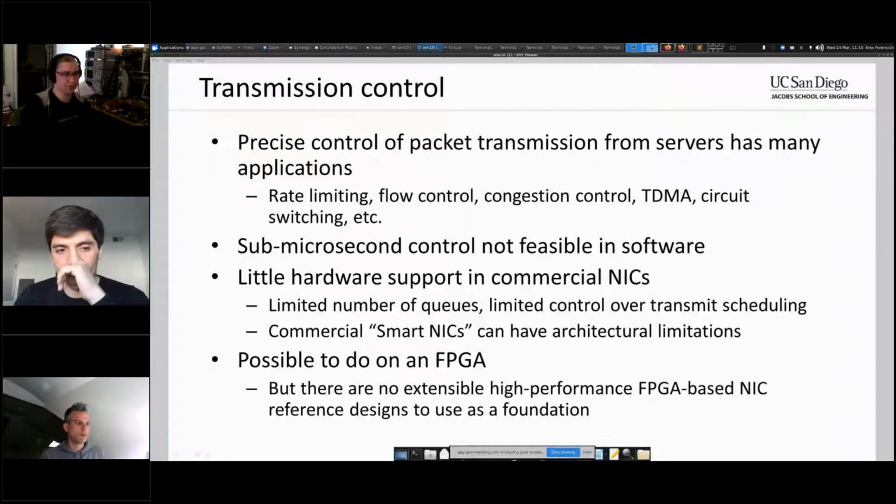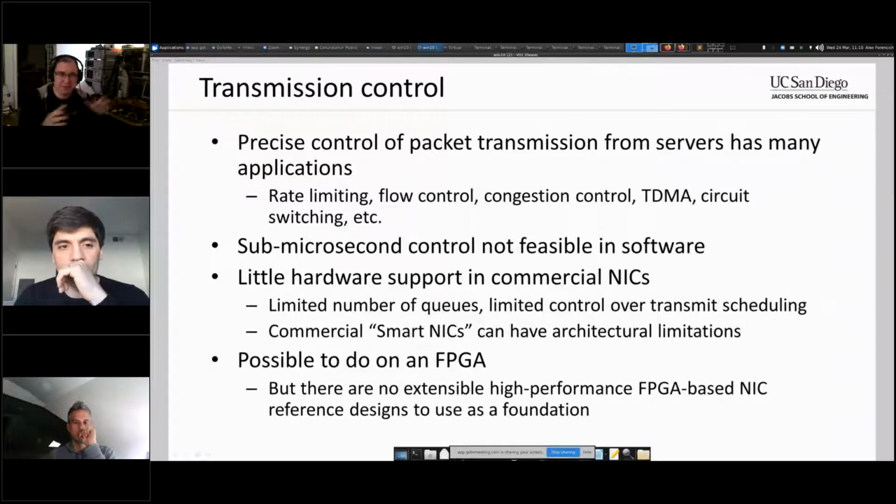There's very little hardware support for this type of stuff in commercial NICs. Generally, they have a very limited number of queues, which means you can't really divide up traffic in a very fine-grained way. And they have very limited control over transmit scheduling. Maybe you get some rate limiters, but that's generally about it.